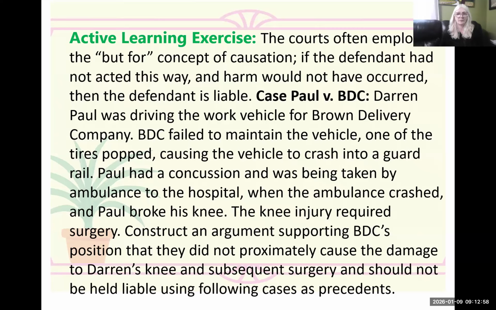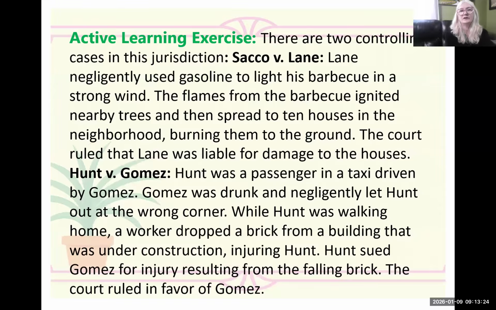Construct an argument supporting Brown Delivery Company's position that they did not proximately cause the damage to Darren's knee and subsequent surgery and should not be held liable, using the following cases as precedent. Okay, and you need to pause and reread this. This is your case. This is what you're going to argue, and you're going to be arguing in favor of Brown Delivery Company. So here are the two cases that are the precedent for this. First, Sucker versus Lane.